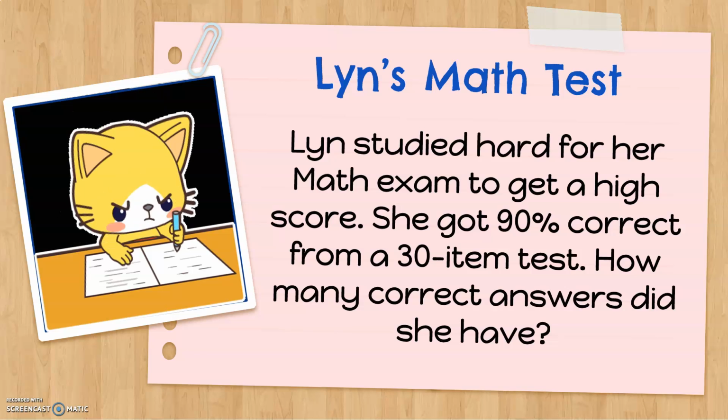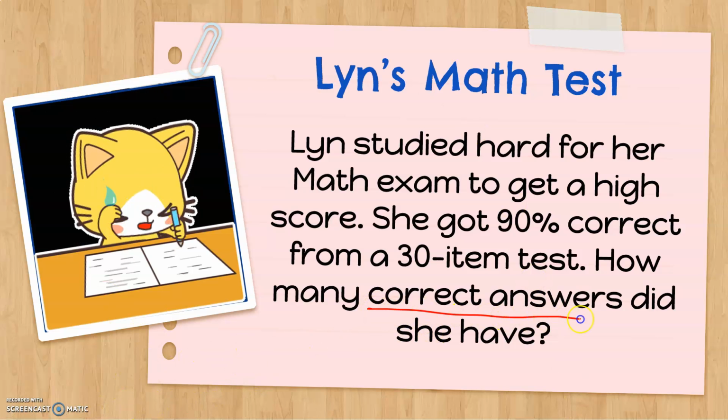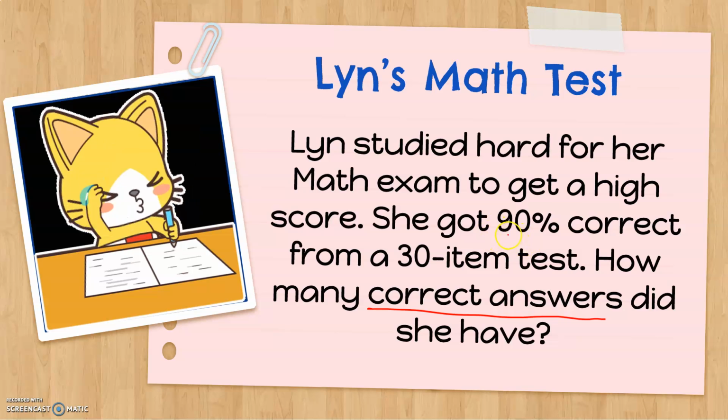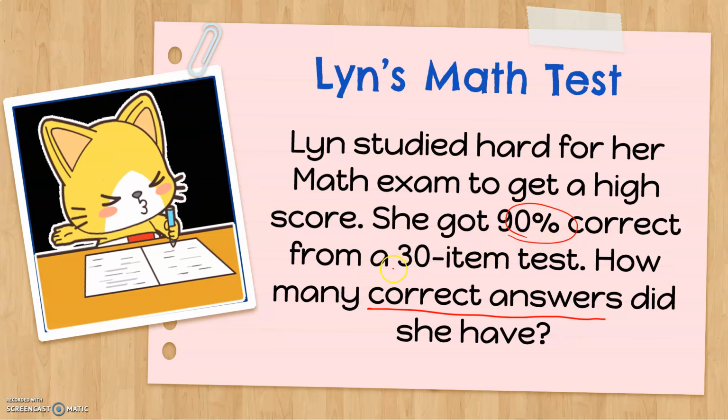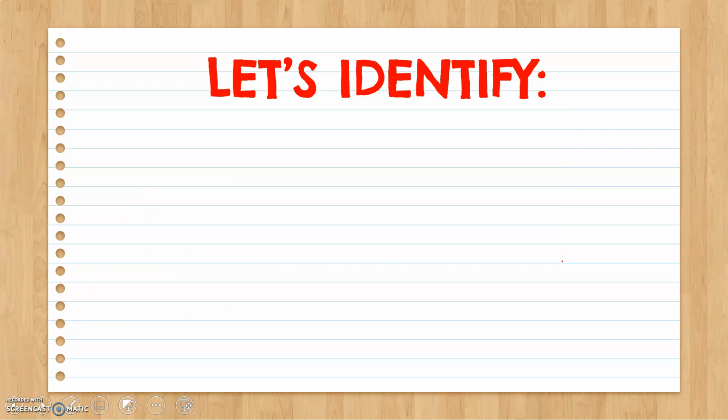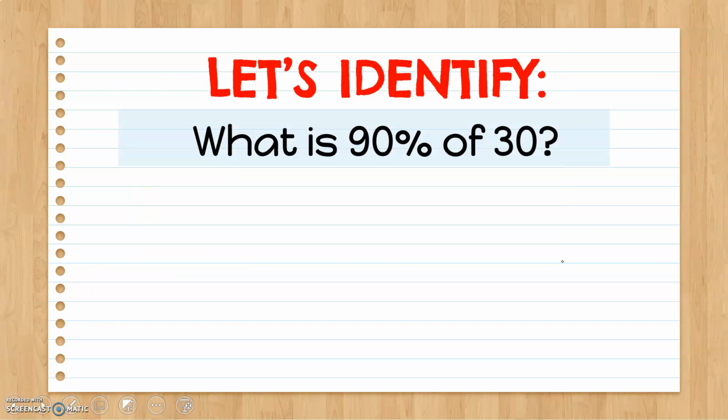For us to answer this problem, we have to analyze it first. So in here, we are asked to find the number of correct answers Lynn got, given that she got 90% correct of the 30-item test. So basically, we just need to answer the question, what is 90% of 30?